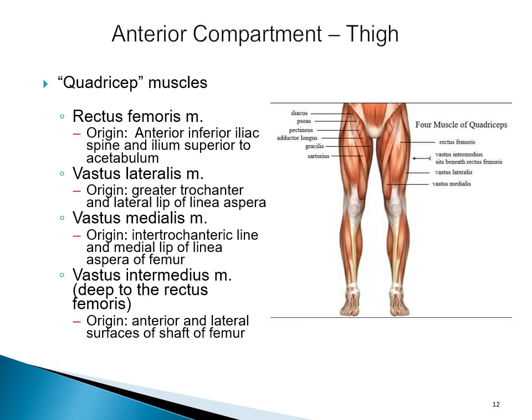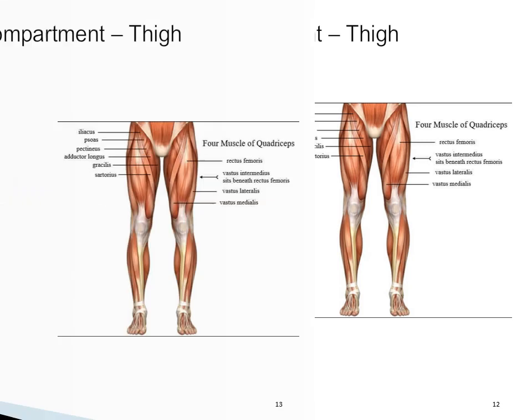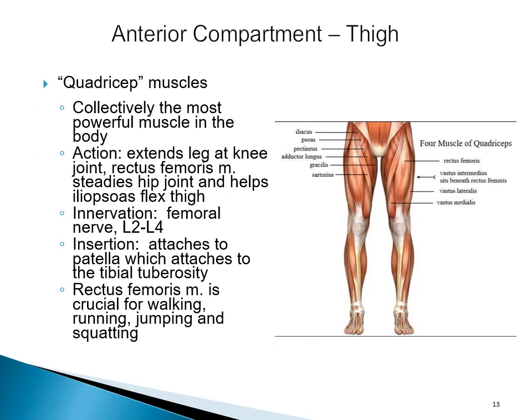The quadriceps muscles are the rectus femoris muscle, vastus lateralis muscle, vastus medialis muscle, and vastus intermedius muscle. The action of the quadriceps muscles as a group is to extend the leg at the knee. Innervation is femoral nerve, L2, L3, and the insertion of all of these muscles is into the tendon that attaches to the patella.